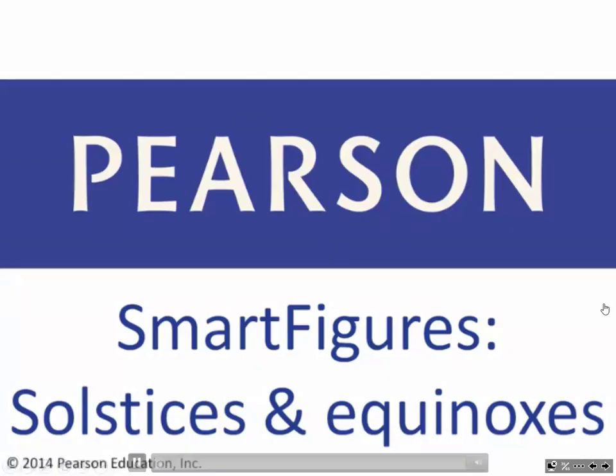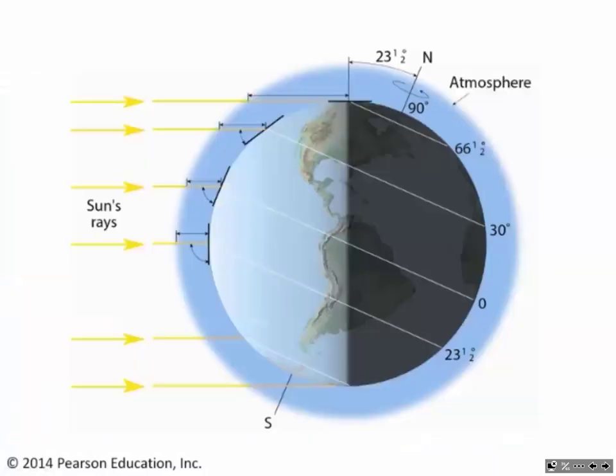Smart Figure. After watching this video, you should be able to define a solstice and distinguish it from an equinox, and describe how both days relate to the orbit of Earth around the Sun. One of the most fundamental facts that you need to know about how our planet works is that our planet orbits the Sun in a plane.